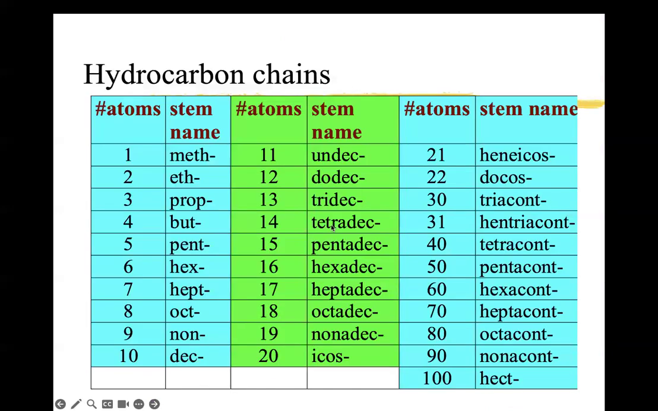So these are the hydrocarbon chains. Just in case you are interested, they are the number of atoms for the carbon chains. Until 100, you can assign it.